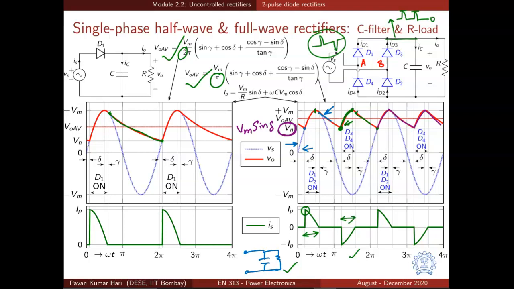And as the value of capacitance increases, this peak value also increases. And how do you determine this peak value? It is given by this expression: Ip is equal to Vm by R sin delta plus omega C Vm cos delta, as we have done in the case of the half wave rectifier.